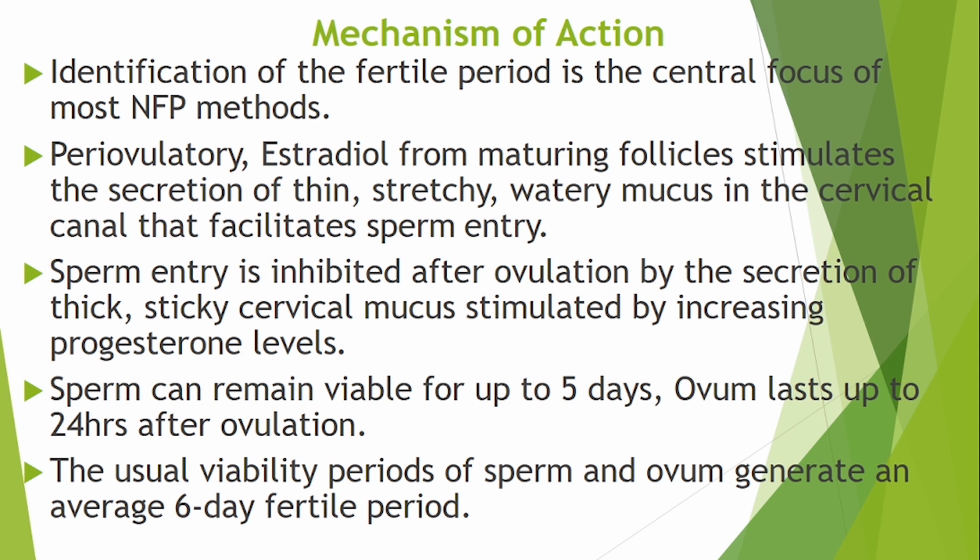Sperm can remain viable in the upper reproductive tract for up to 5 days, while the ovum will remain viable for fertilization up to 24 hours after ovulation. The usual viability periods of sperm and ovum combined together will generate an average 6-day fertile period. So when a couple is practicing natural family planning, they are supposed to abstain from intercourse during this 6-day fertile period of the cycle.